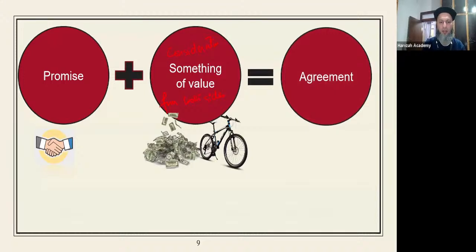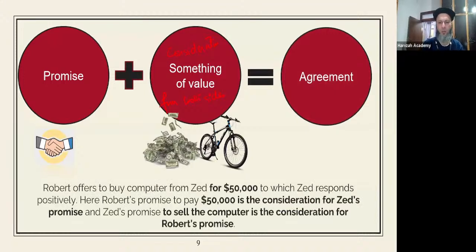So in order to make a contract, for example, Robert offered to buy a computer from Z for $50,000, to which Z responds positively. Here, another very important thing: remember that payment right away is not important in law. A promise of payment is also fine. So for example, if I tell somebody that I would sell my car to you after 1 month, and he says, okay, fine, after 1 month I'll bring you the cash. At the moment, neither have I transferred the car nor has he made the payment, but both have exchanged promises. So a promise of payment, or a promise of execution, or a promise of doing something or not doing something, can be considered valid consideration. So no problem at all. Here Robert's promise to pay 50,000 is consideration for Z's promise, and Z's promise to sell the computer is consideration for Robert's promise.